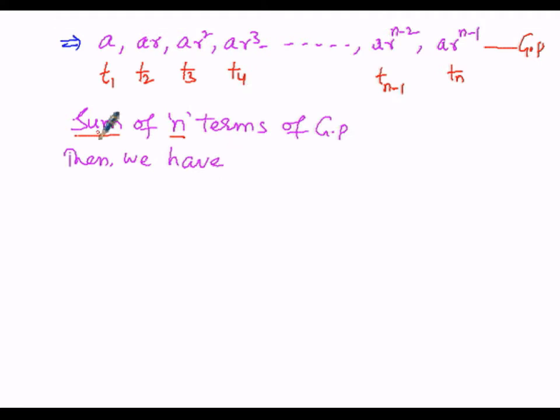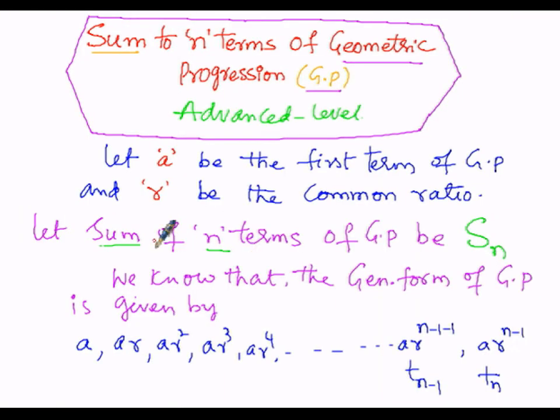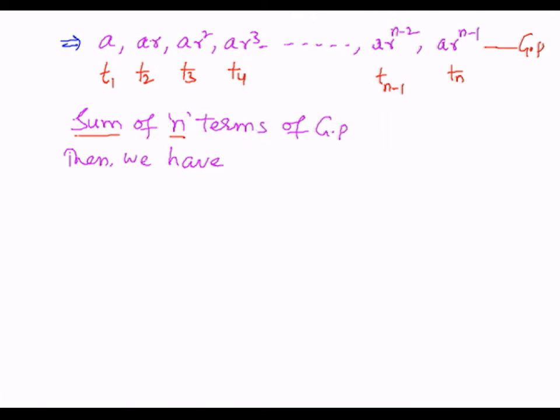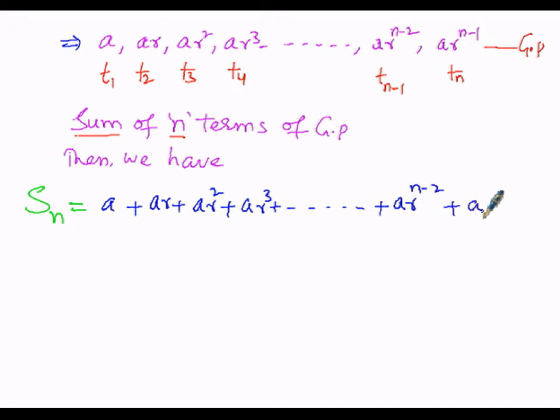Since we are going to find out the sum of n terms, here we have assumed the sum of n terms as S of n. S of n is equal to, we have to add up all these terms. The first term is a, plus the second term ar, plus third term ar square, plus fourth term ar cube, and so on, plus the (n minus 1)th term ar to the power of n minus 2, plus the nth term ar to the power of n minus 1. Let us write this as the first equation.